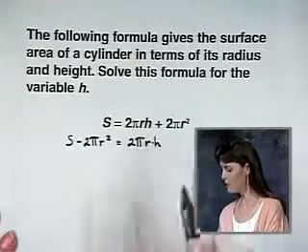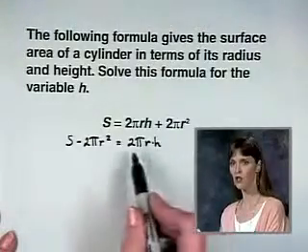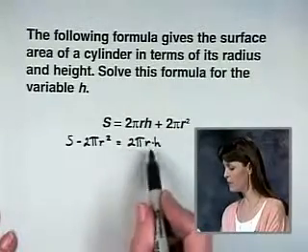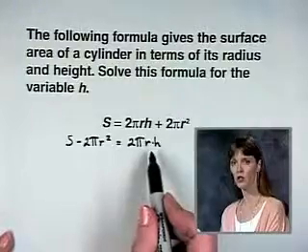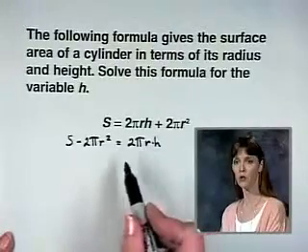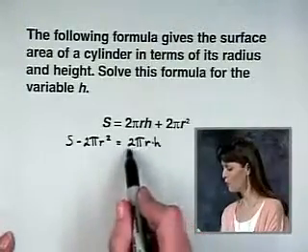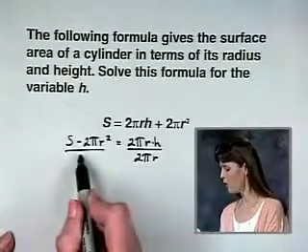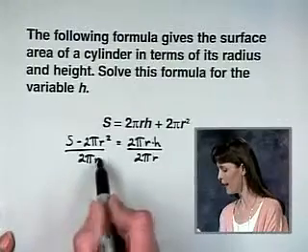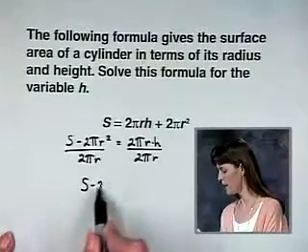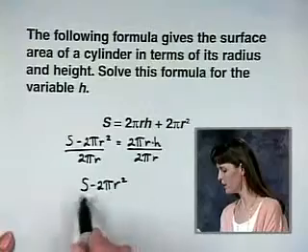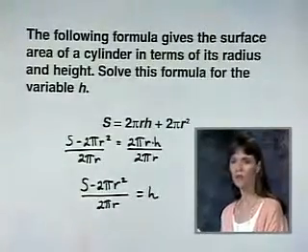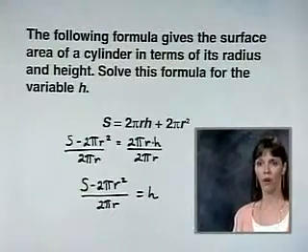I emphasize the fact that what's going on between the h and the other values, that is, in the term, is multiplication, because we know that in order to undo multiplication, we use division. Therefore, we're going to divide both sides of the equation by 2 pi r in order to get our final value for h. We can then write (S minus 2 pi r squared) divided by 2 pi r equals h. And we've solved this linear equation for h.